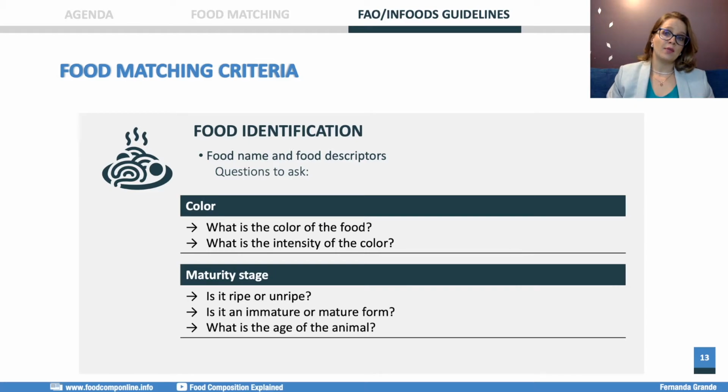foods. So for example, immature or fresh beans are completely different from the mature or dry beans, because the moisture content is very different between these foods, and it affects all the food components. And also we have to consider the age of the animal for this kind of foods. So for example, the composition of veal is different from the composition of the meat from beef. So the maturity stage and color are extremely important in the food matching.